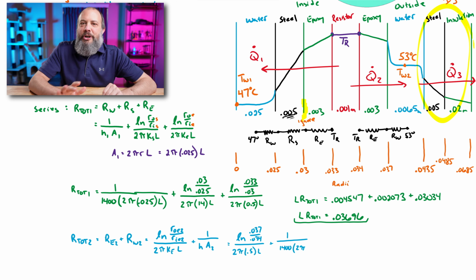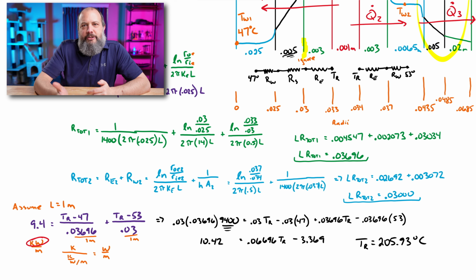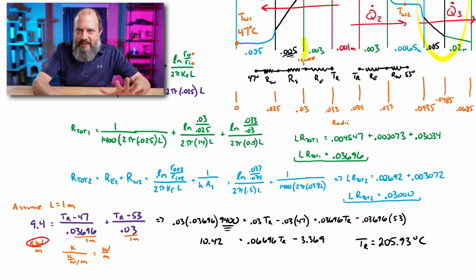So I multiply both sides by the denominators, the 0.036 and the 0.03. So now I just have an inline algebra equation without any fractions, and that will make the algebra a lot simpler the rest of the way. So I'll group together my TR terms, then some calculator work. 205.9 degrees Celsius. Box it up, final answer.